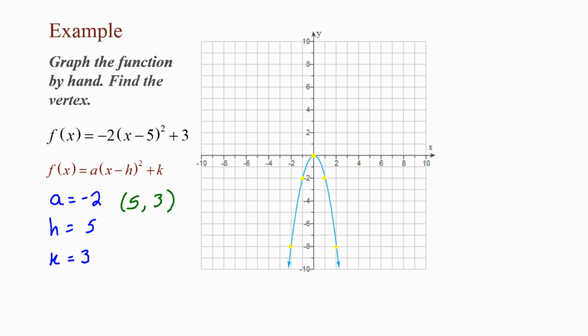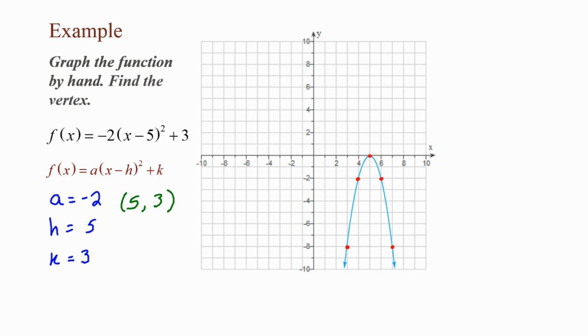That means each of these points are going to be moved to the right by 5. So instead of 0, 0, I have 5, 0. Instead of 1, -2, I have 6, -2. Instead of -1, -2, I have 4, -2. Instead of 2, -8, I have 7, -8. And instead of -2, -8, I have 3, -8. Now I'm ready to draw that parabola.